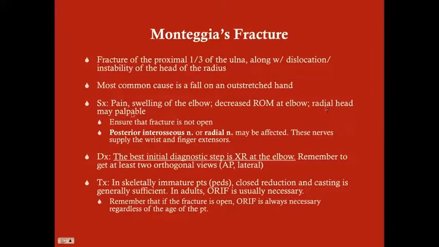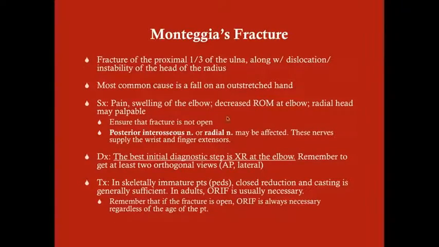Sometimes you can palpate the radial head, although that may be difficult depending on the patient, how big they are, and so forth. What you want to do with a Monteggia's fracture, because the elbow is such a small space, such a small cavity, is make sure that the fracture is not open, because that's going to dictate how you treat the patient. If the fracture is open, the only treatment that's available is going to be open reduction with internal fixation. And we're also going to make sure that the patient is on antibiotics because they're at risk for infection of that open wound.